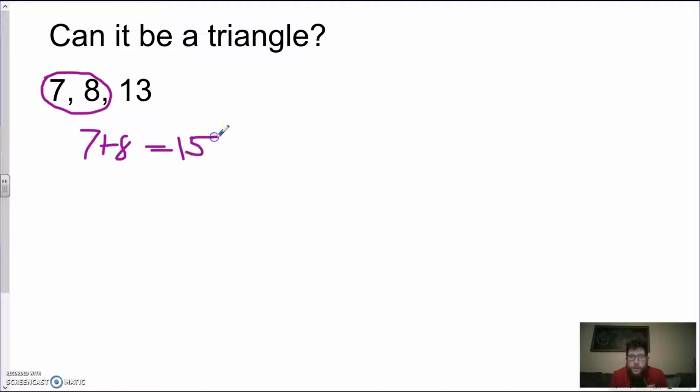So 7 plus 8 is 15. Is 15 bigger than 13? Yeah, 15 is bigger than 13, so that's going to work for me. I'm looking at a triangle. This can be a triangle because the 2 smallest sides add up to be bigger than the biggest side.